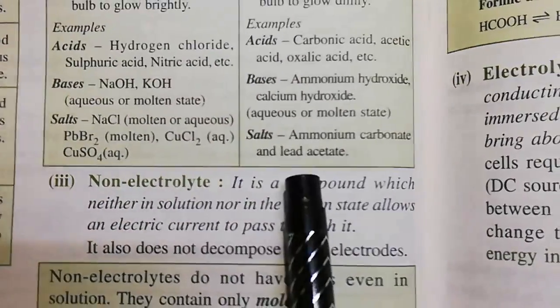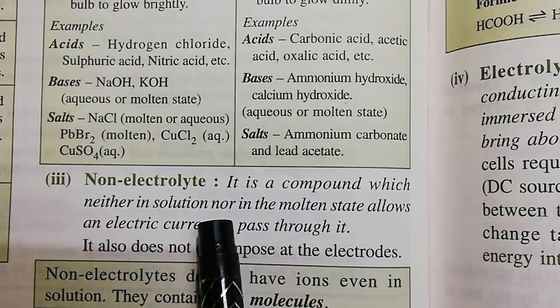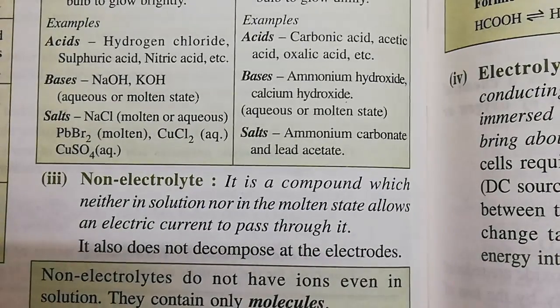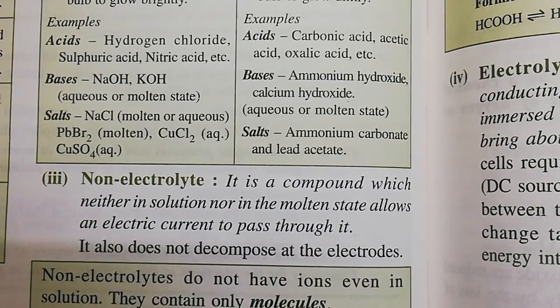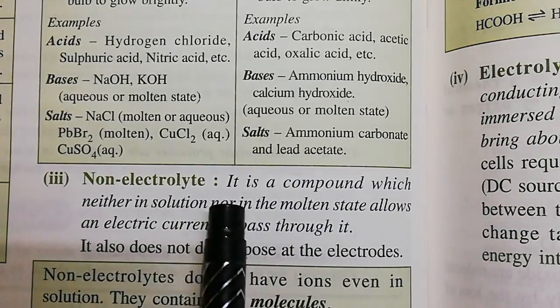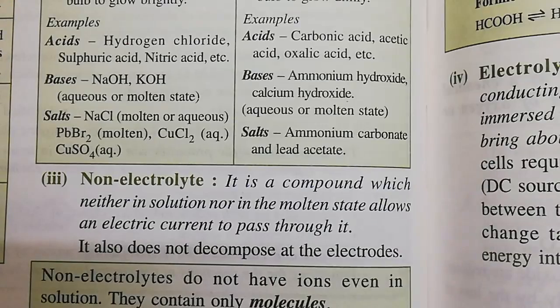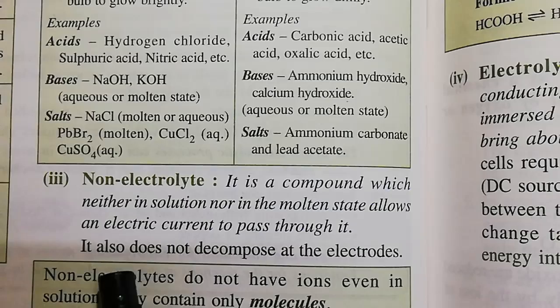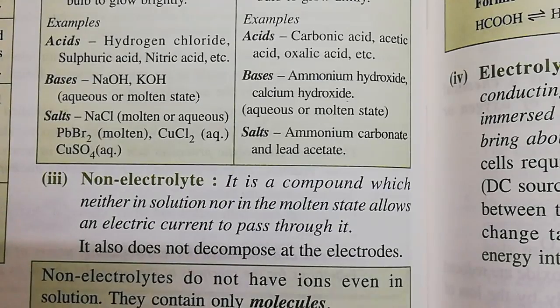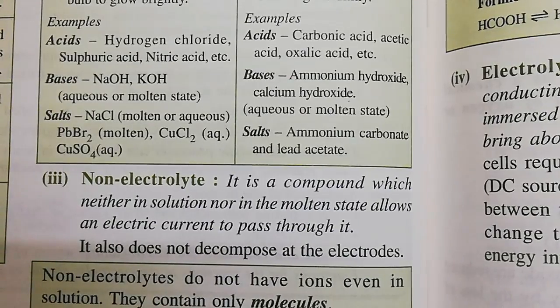Non-electrolytes means the compounds for which electrolysis is not possible at all. It is a compound which neither in solution nor in the molten state allows an electric current to pass through it. It also does not decompose at the electrodes.